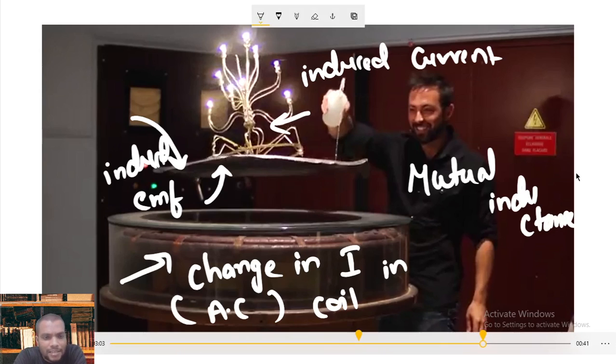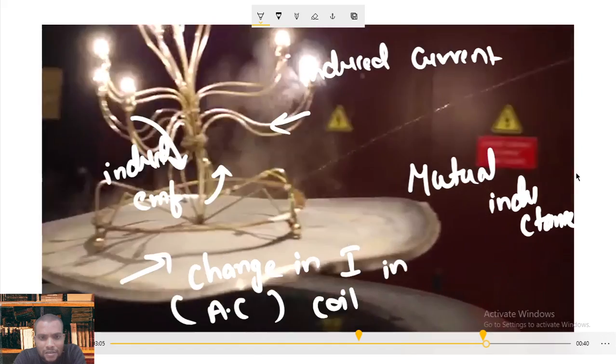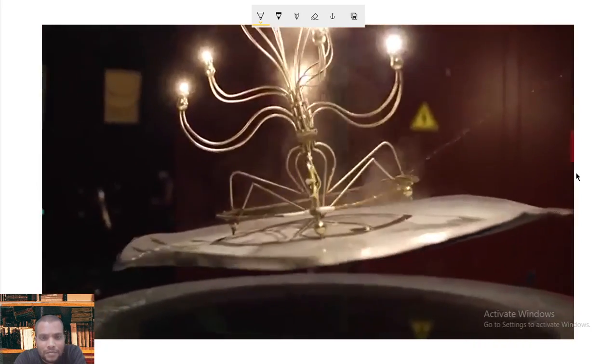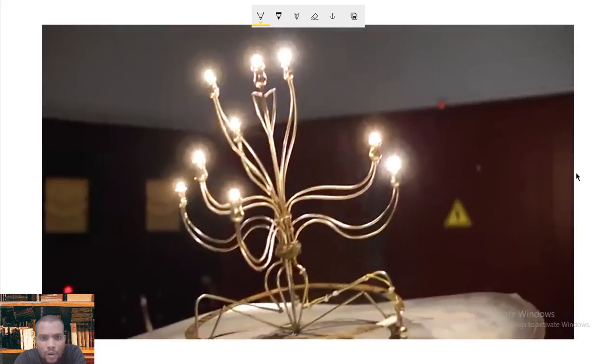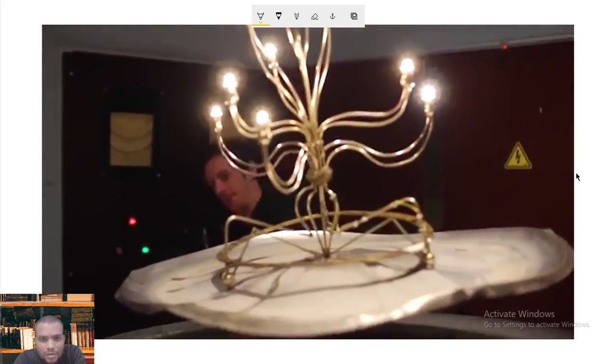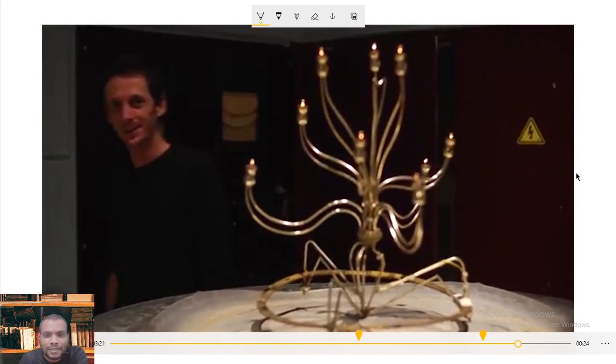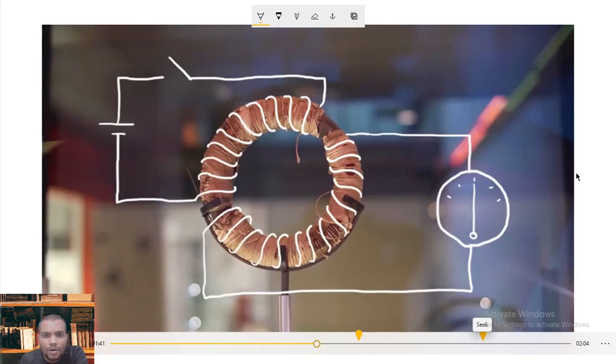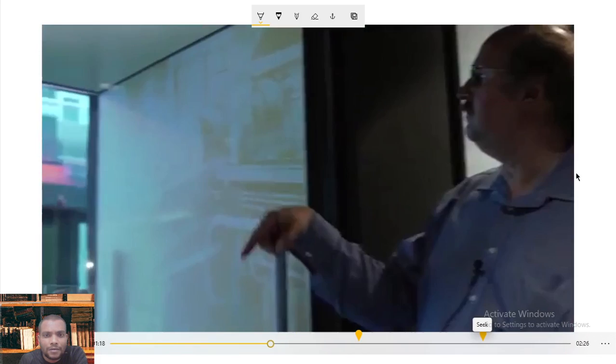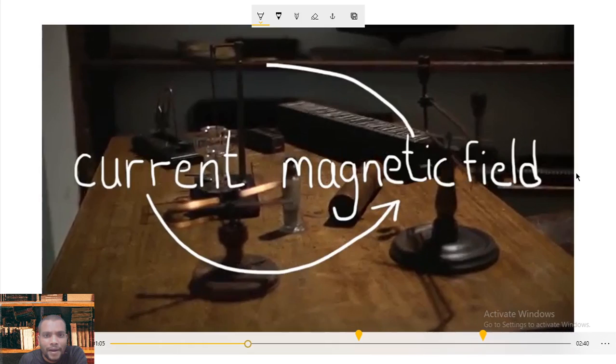What mutual inductance says is, if there is a change in the current in one coil, that change in current induces EMF in another coil. Because of this mutual inductance, you can see in another coil the current is induced, and because of the current the heating effect also comes. It's so awesome how the induced EMF is set up here. All these are because of Michael Faraday.